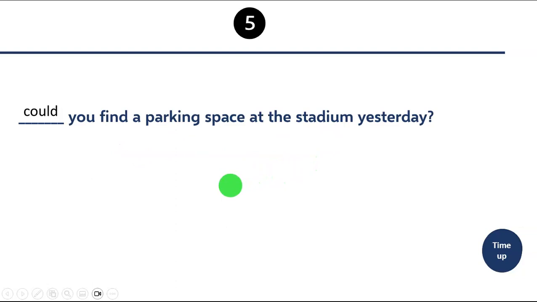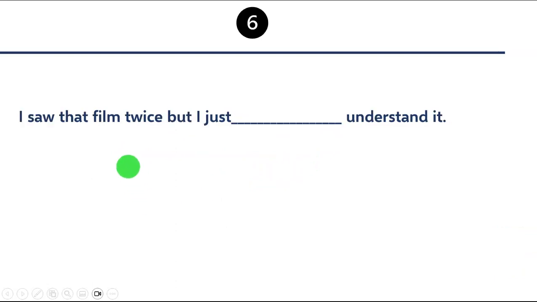Let's move on to number 6. I saw that film twice, but I just dash understand it. Right? I saw that film twice, but I just dash understand it. Your 10 seconds start now.